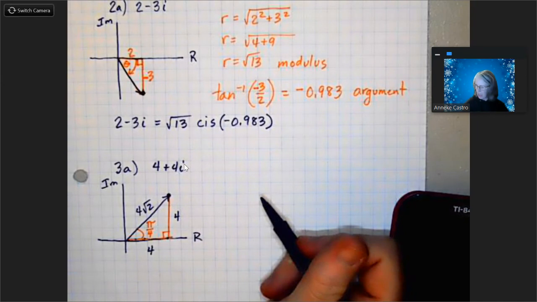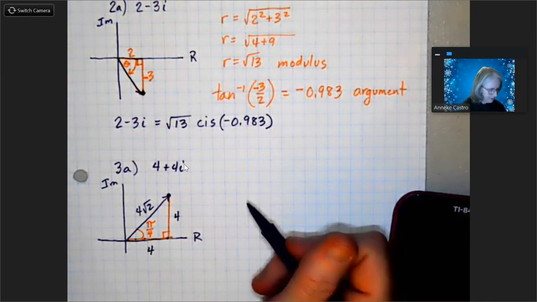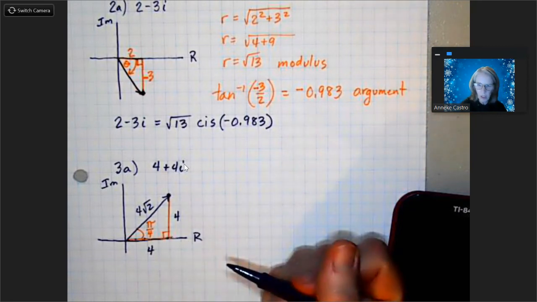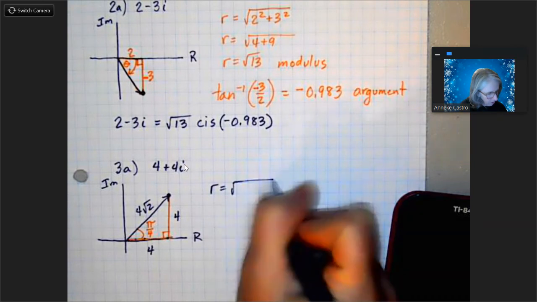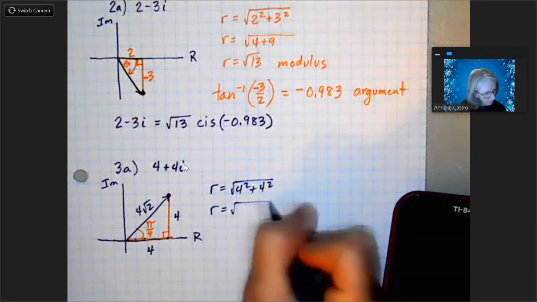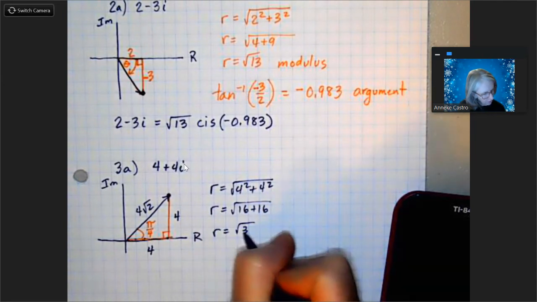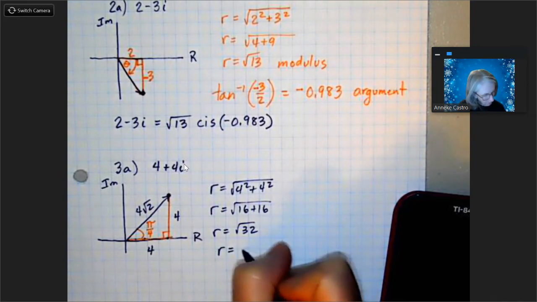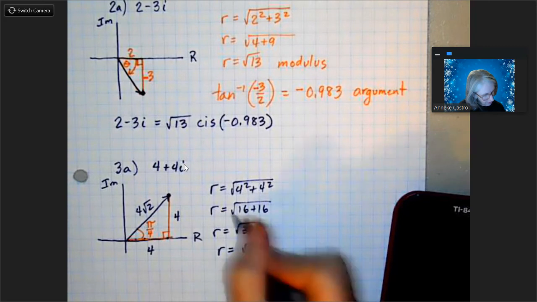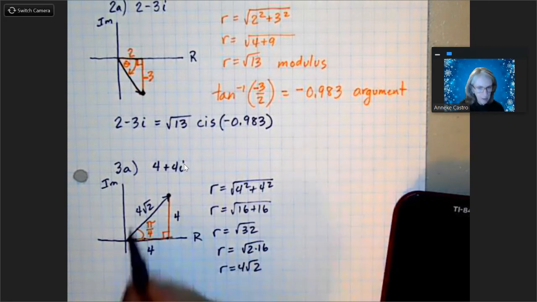Okay, if that is not in your wheelhouse, if you're not comfortable with your shortcut triangles, not a big deal because you could still do r is equal to the square root of 4 squared plus 4 squared. So r is equal to the square root of 16 plus 16. So r is equal to the square root of 32, which simplifies to 2 times 16, right? Square root of 16 is 4, square root of 2 is left behind. Okay, so there it is.